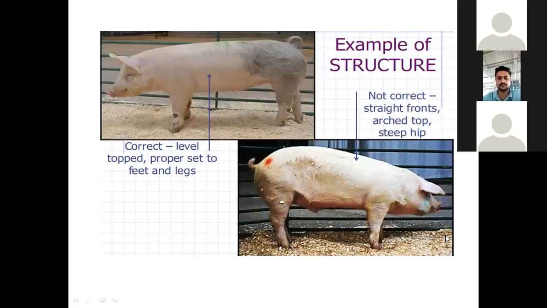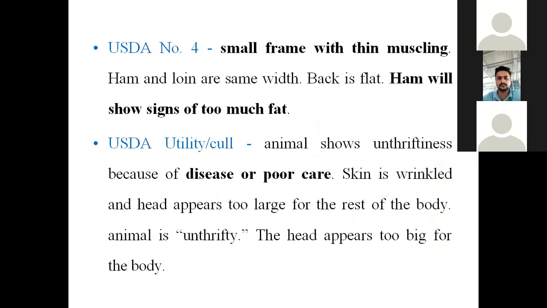Okay, you must have observed this in our pig processing also. The utility of the cull animals means the poor quality meat animals, that is, animals which are diseased, emaciated, and so on. Such animals will also come across when we do the slaughtering. Is it clear? That is called the utility of the cull animal.